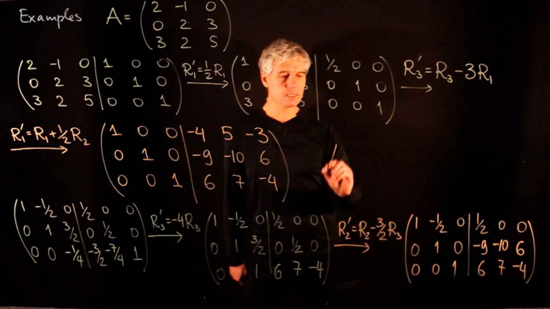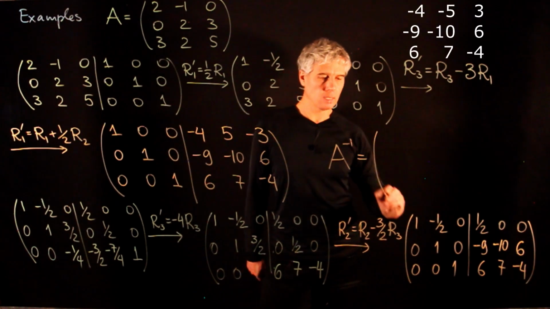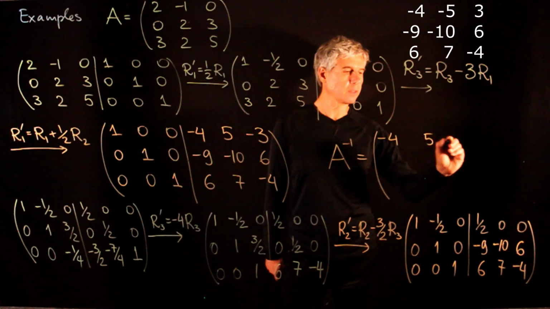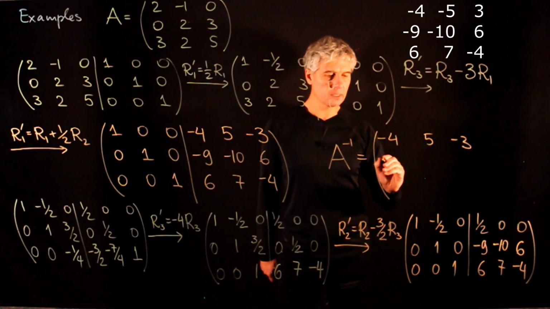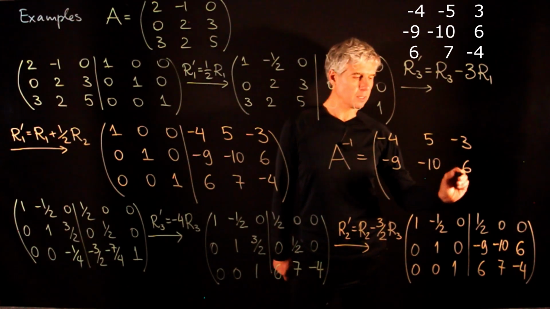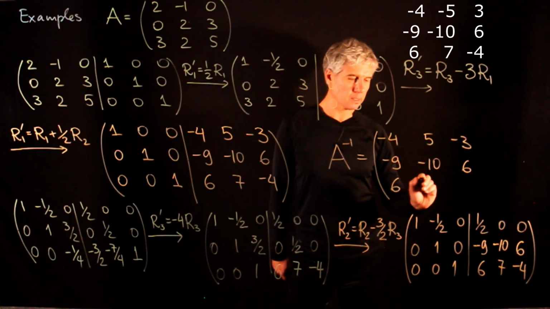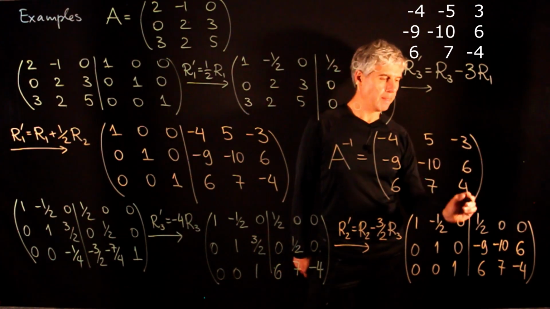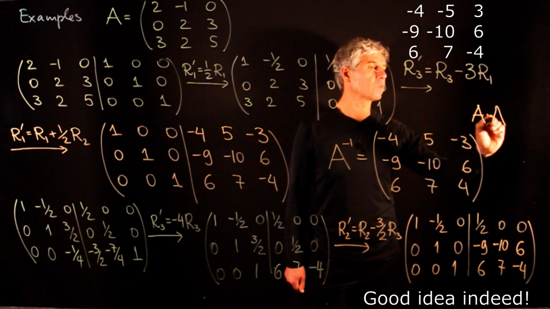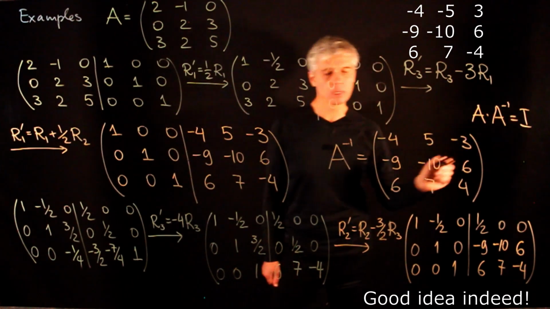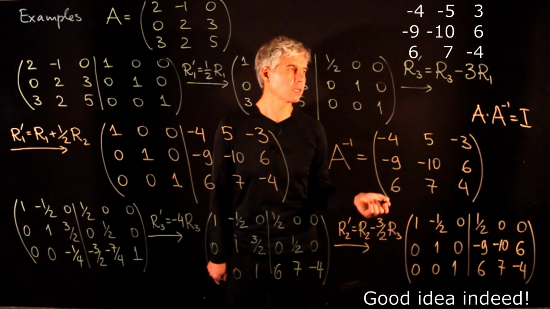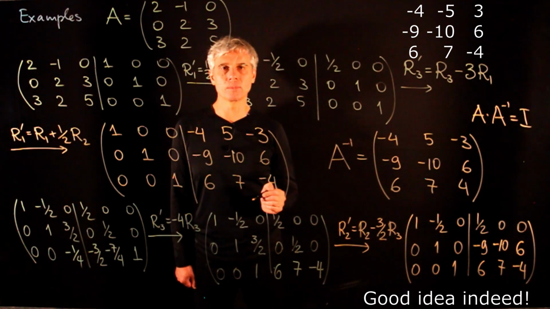So this tells us that A inverse is the following matrix. So negative 4, 5, negative 3, negative 9, negative 10, and 6, and 6, 7, negative 4. Finally, it would be a good idea to check that A times A inverse is the identity matrix, to ensure that we didn't make any mistakes in arithmetic. And I leave it up to you to do.